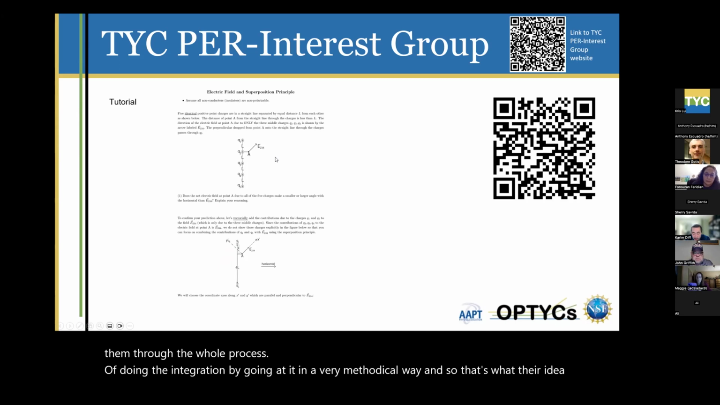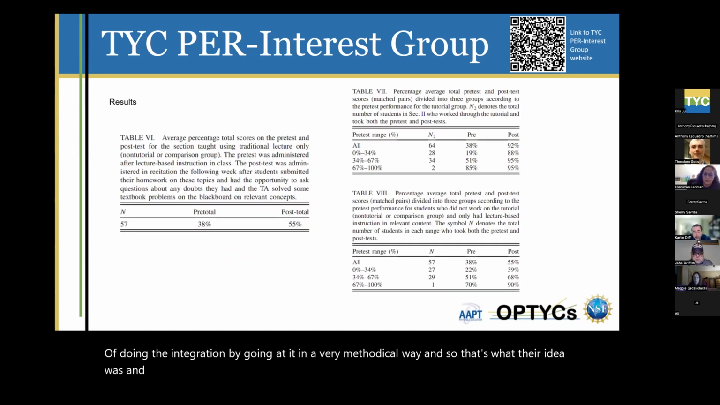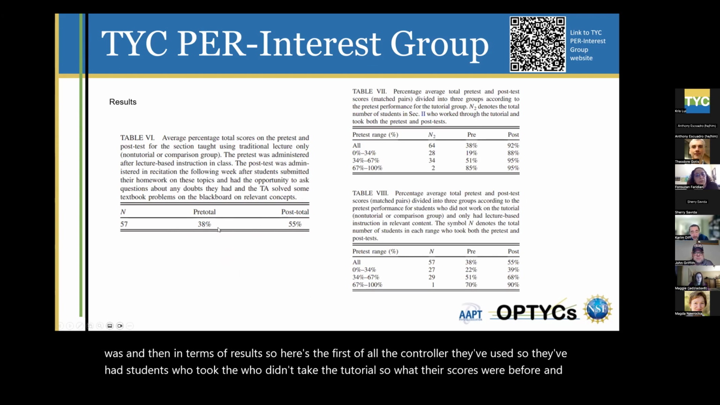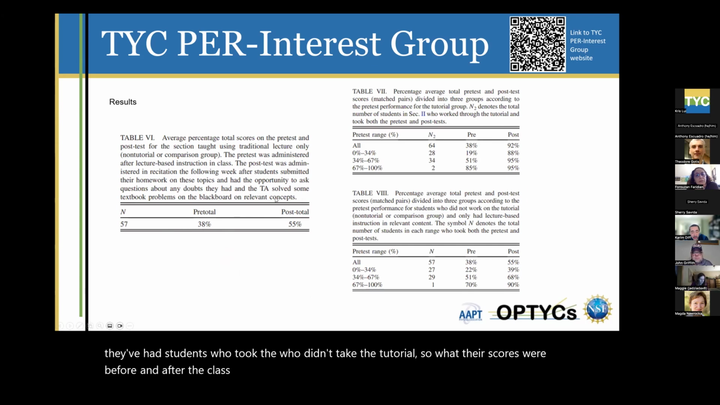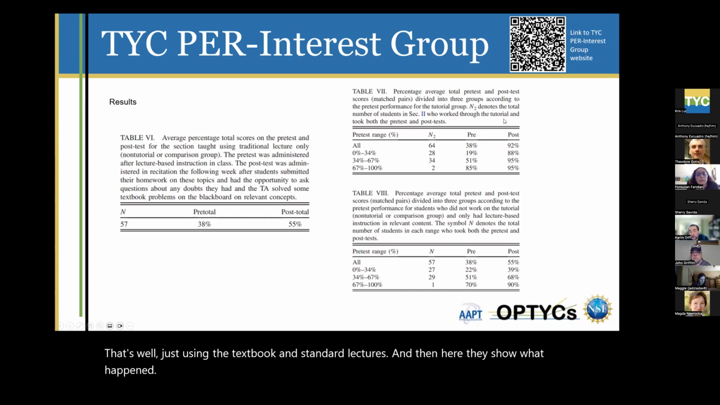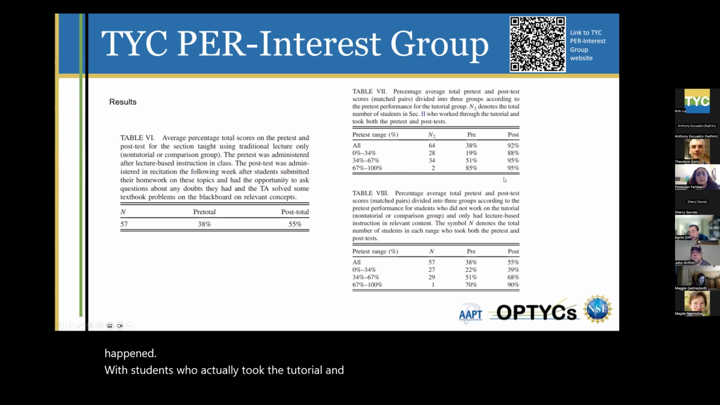And then in terms of results, here it's called the control that they've used. So they've had students who didn't take the tutorial, and what their scores were before and after the class. Okay, so that's just using the textbook and standard lectures. And then here they show what happened with students who actually took the tutorial, and you can see a significant improvement on the scores on the post-test.